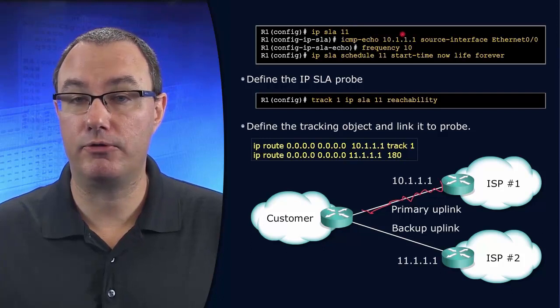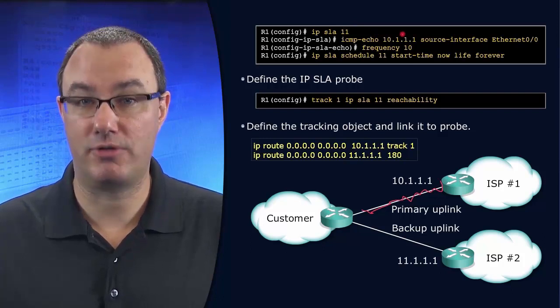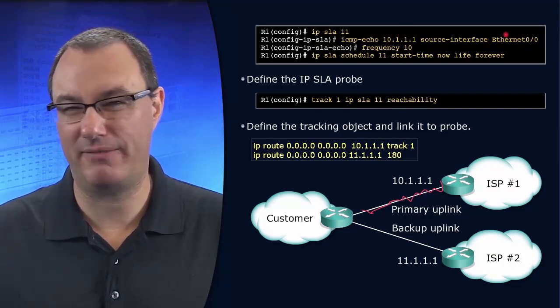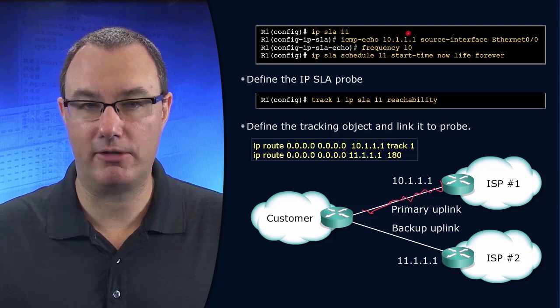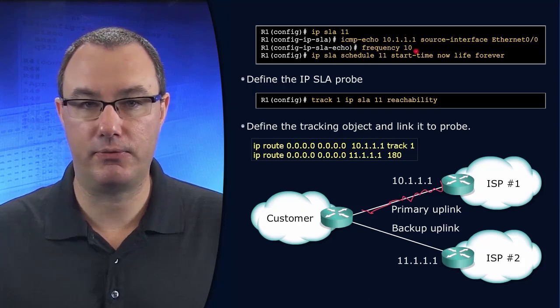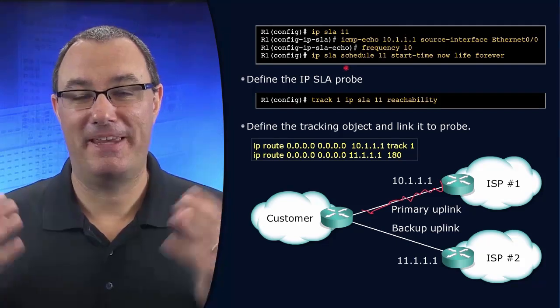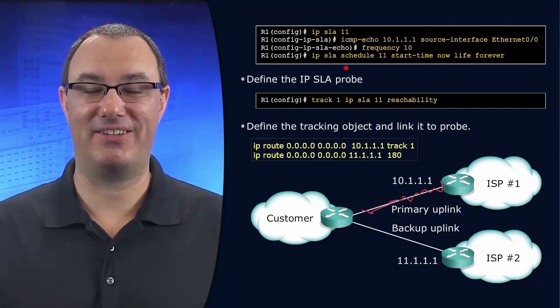Set up the parameters for ICMP-ish traffic generated by IP SLA. Where it's going to, where it's coming from, you don't have to do that. The where it's going to matters. Every 10 seconds, that's frequency. And then you start it. Get accustomed to this syntax.